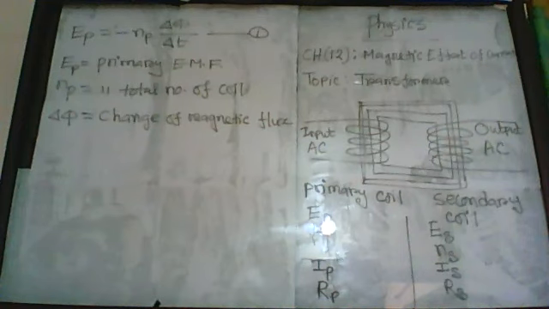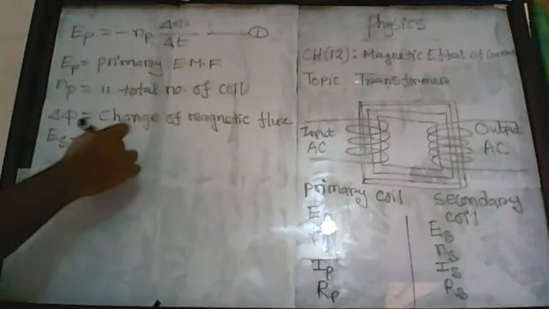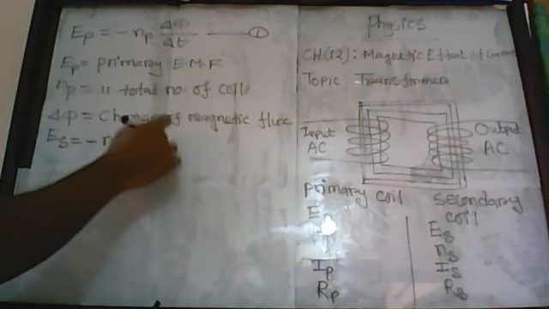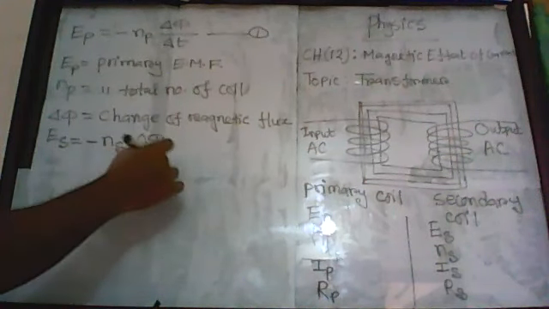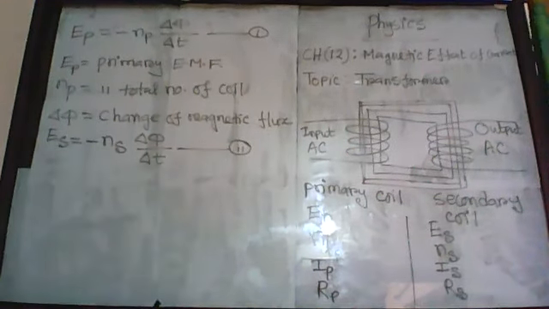Okay. Now, if I'm going to apply this Faraday's law in the secondary coil, then for the case of the secondary coil, I can say here ES will equal to minus NS delta phi divided by delta t. And this is also called equation number 2.